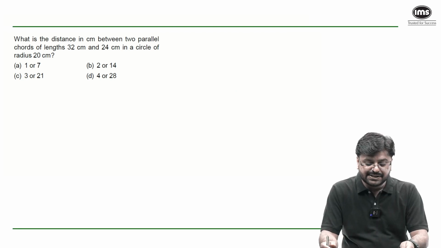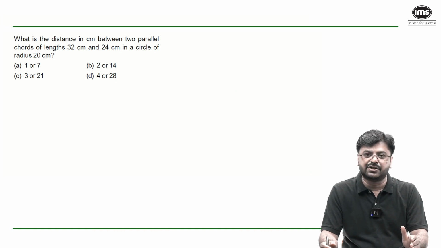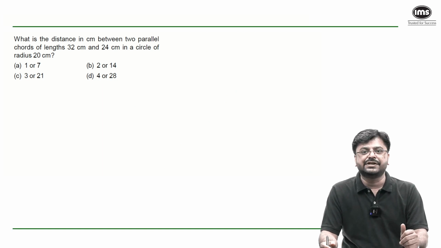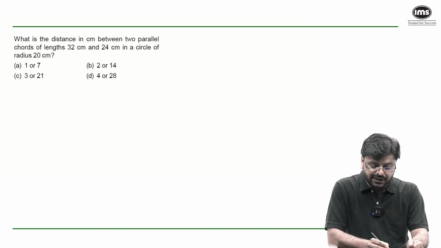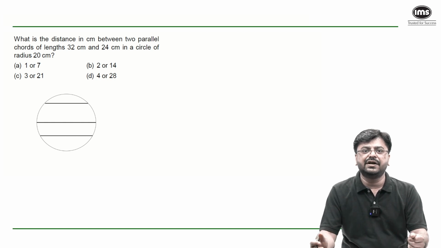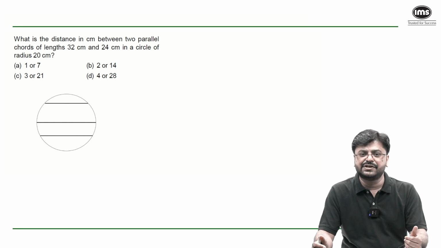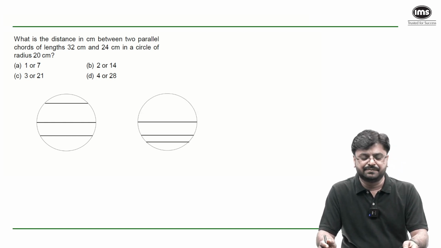What is the distance in centimeters between two parallel chords of length 32 centimeters and 24 centimeters in a circle of radius 20 centimeters? Now there are two possible cases. One, both the chords are on different sides of the center, or two, they are on the same side of the center.